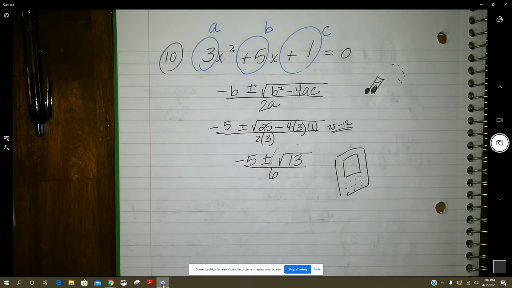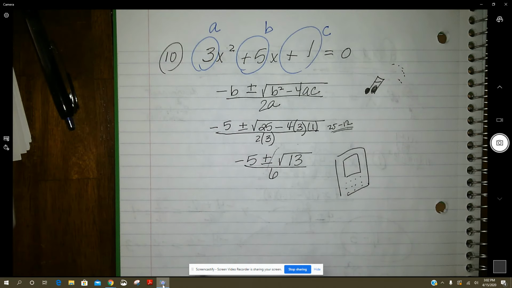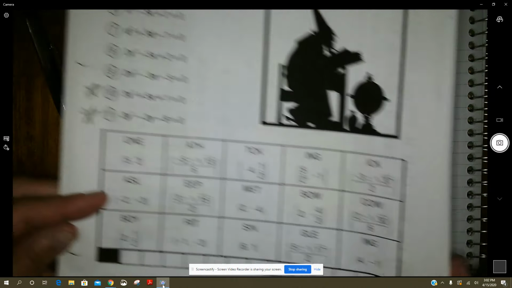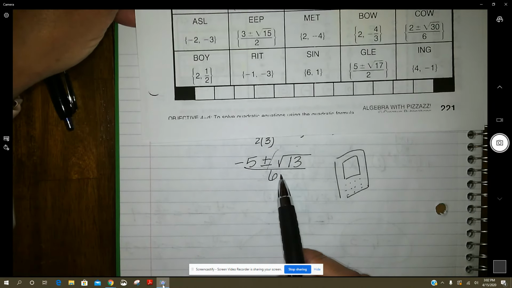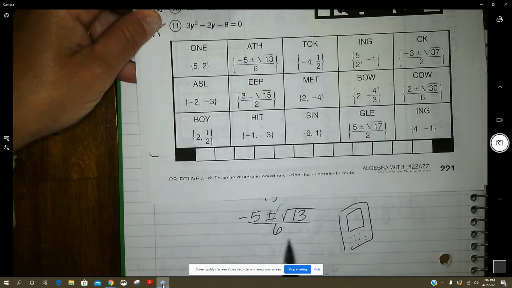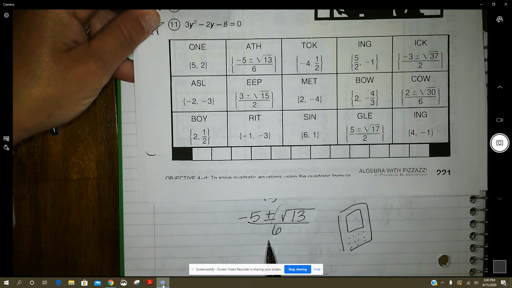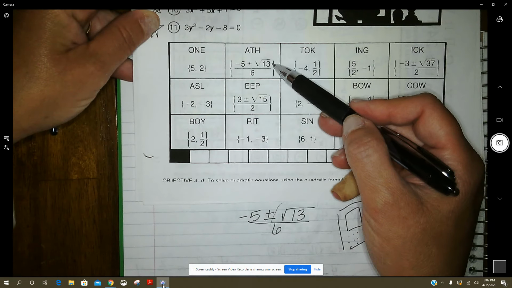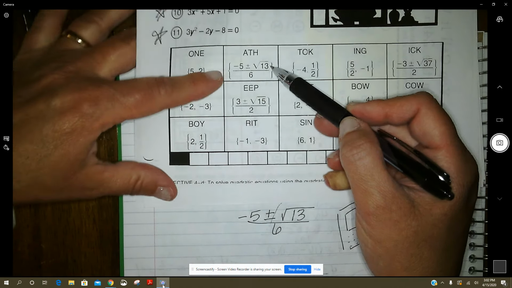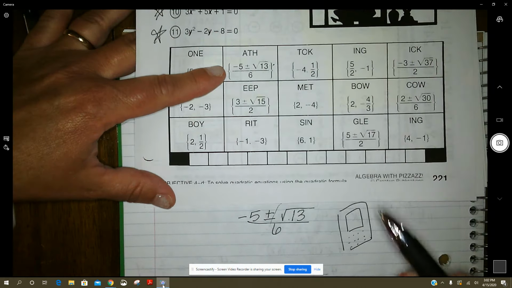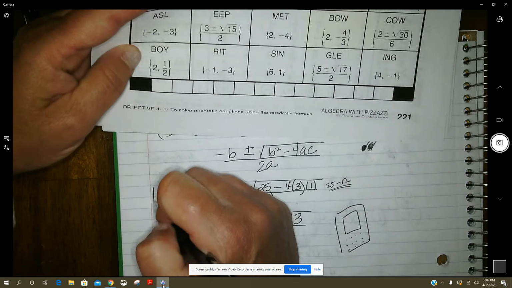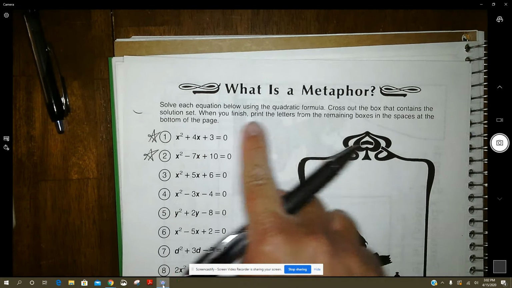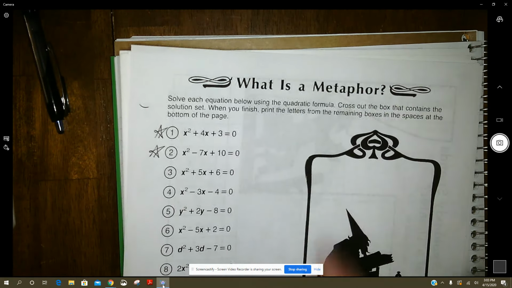Guess what? I need a calculator for that, but before I jump into a calculator, I'm going to go look over here at my paper and check it out. -5 plus or minus the square root of 13 divided by 6, I see right here. So I don't need a calculator. I'm done. Number 10 is that one. What does that mean? Cross out the box that contains the solution set.